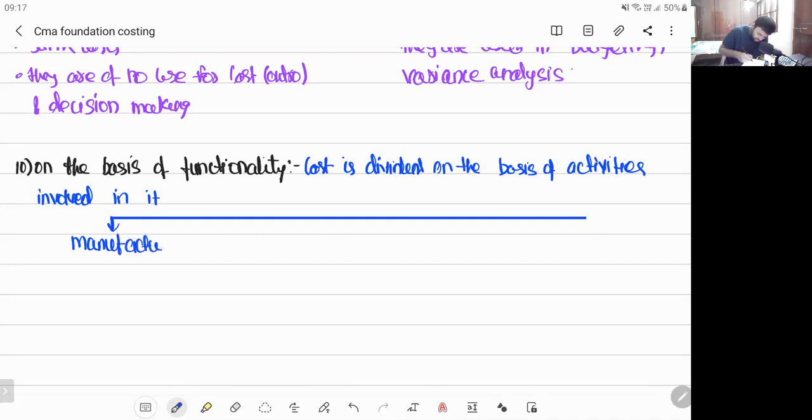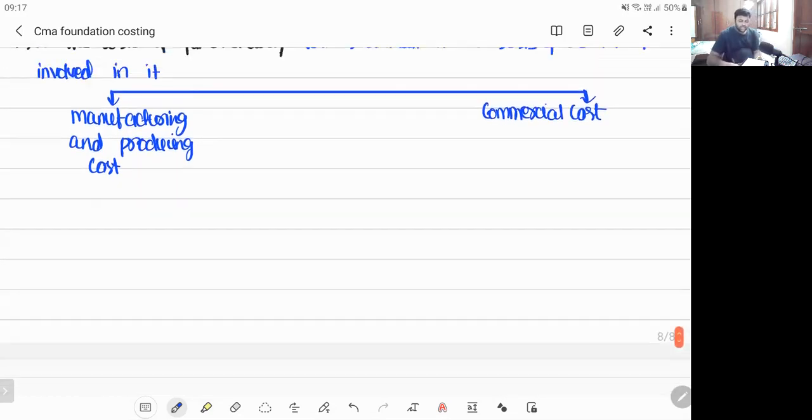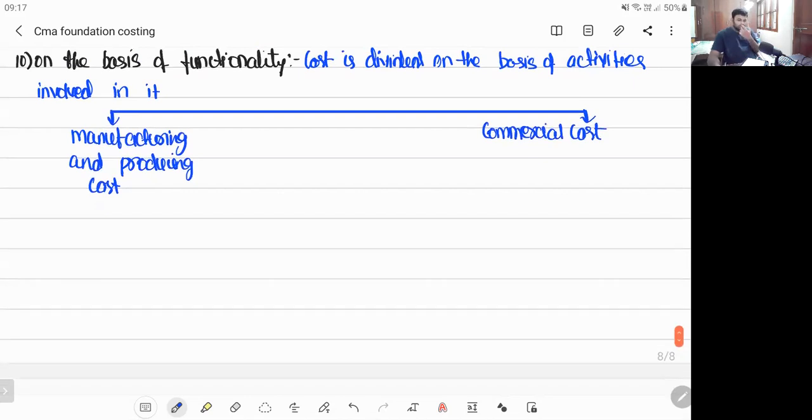What do you mean by manufacturing or production cost? Manufacturing and production cost means the cost incurred to produce a product. There is no need to write what is manufacturing or production cost because we already know that. The next type of classification of cost is commercial cost. What do you mean by commercial cost? In order to commercialize your product, whatever cost you incur is called commercial cost. Or I can say the cost incurred after manufacturing or production of the product is called commercial cost.